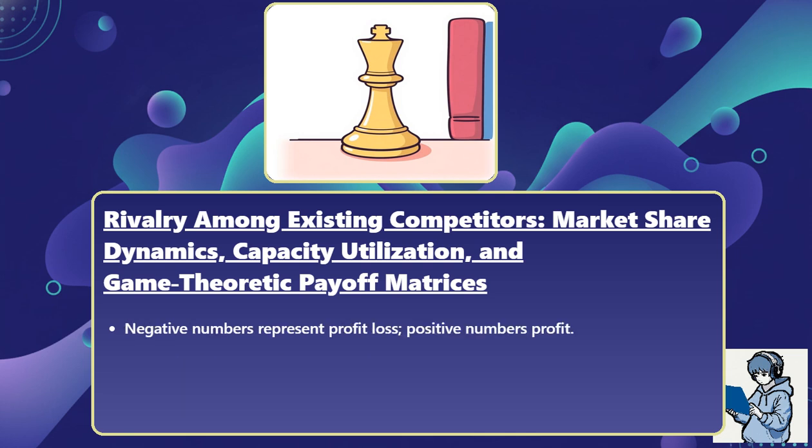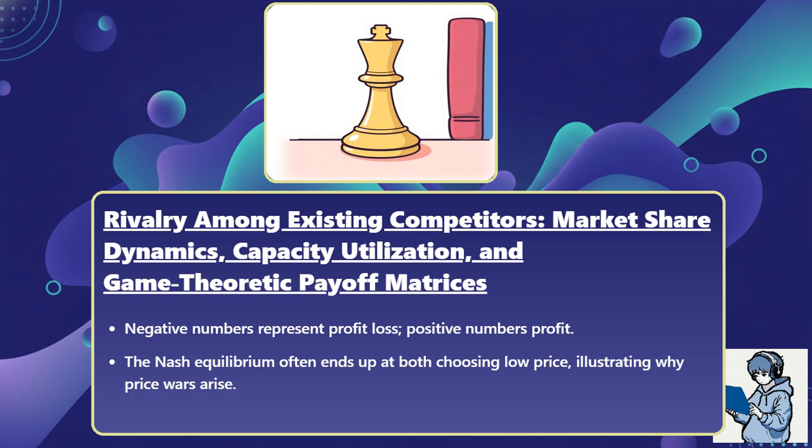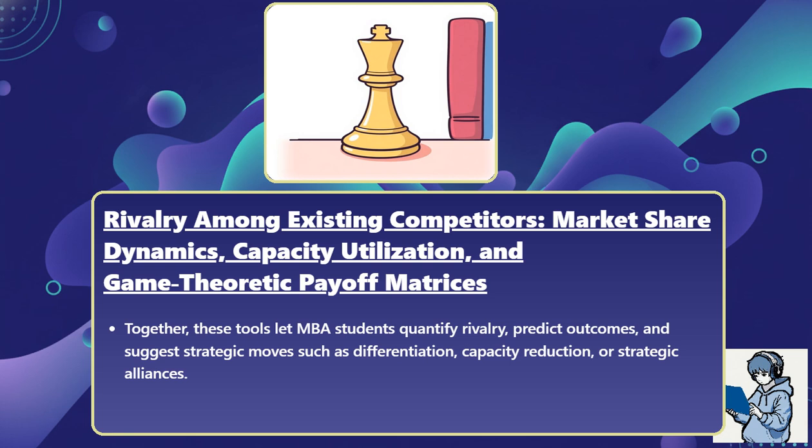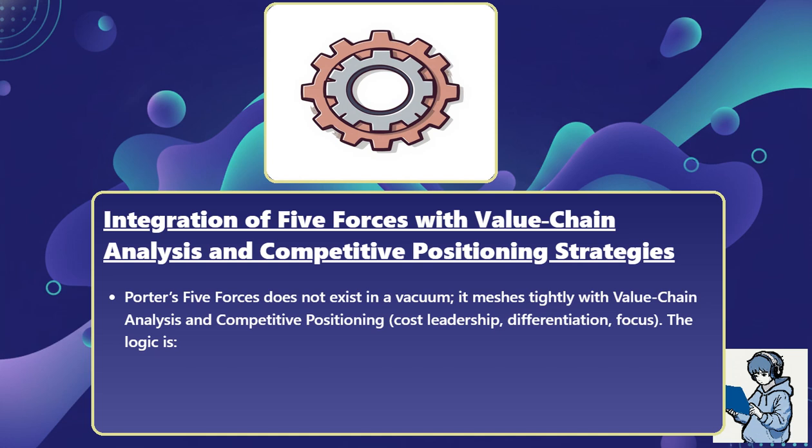Negative numbers represent profit-loss. Positive numbers represent profit. The Nash equilibrium often ends up at both choosing low price, illustrating why price wars arise. Together, these tools let MBA students quantify rivalry, predict outcomes, and suggest strategic moves such as differentiation, capacity reduction, or strategic alliances. Porter's 5 forces does not exist in a vacuum.